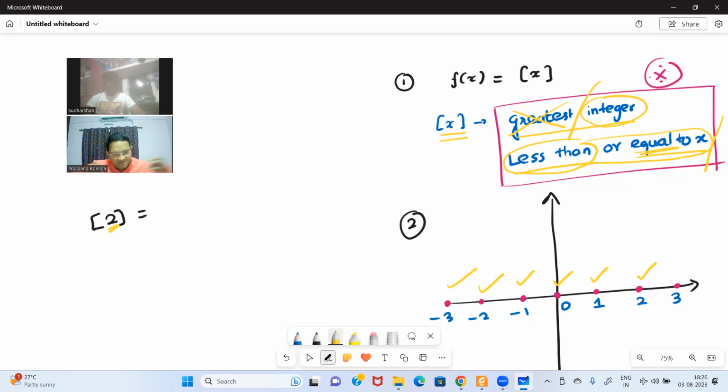Now, this represents integers which are less than or equal to 2, correct? Yes or no? Yes, sir. Among them, which is the greatest? 2, isn't it? So that's the answer. The simple method is, if inside this greatest integer notation you have an integer, then that value is the answer because of equal to x. Make sense?